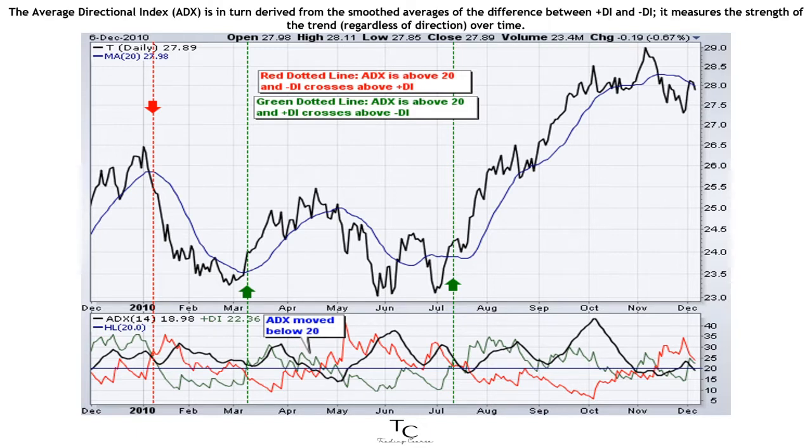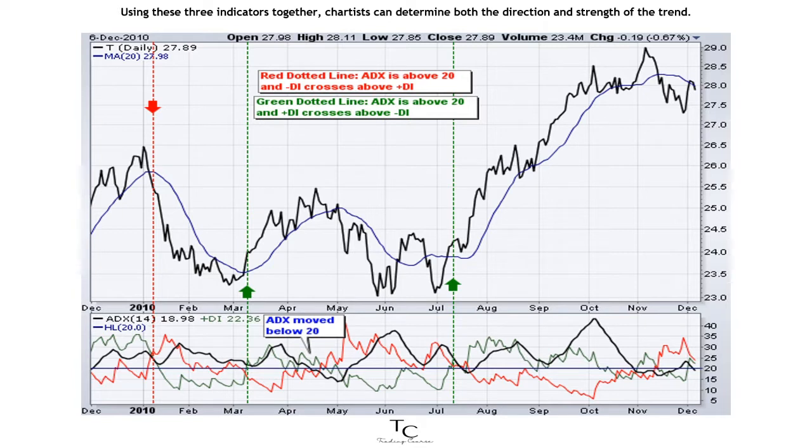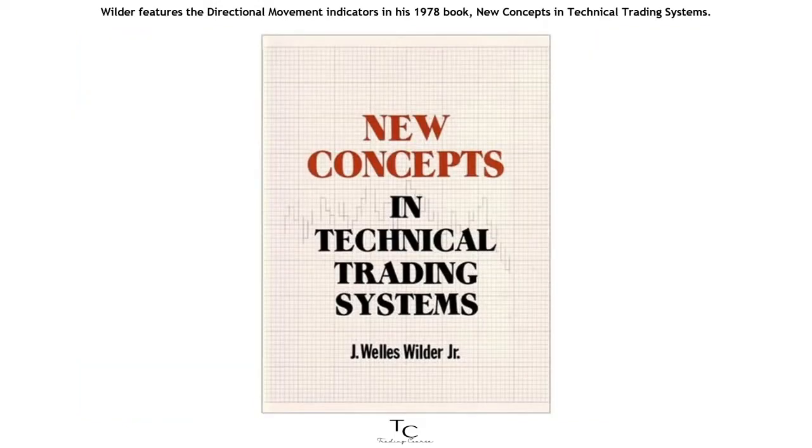The average directional index, ADX, is in turn derived from the smoothed averages of the difference between plus DI and minus DI. It measures the strength of the trend, regardless of direction, over time. Using these three indicators together, chartists can determine both the direction and strength of the trend.